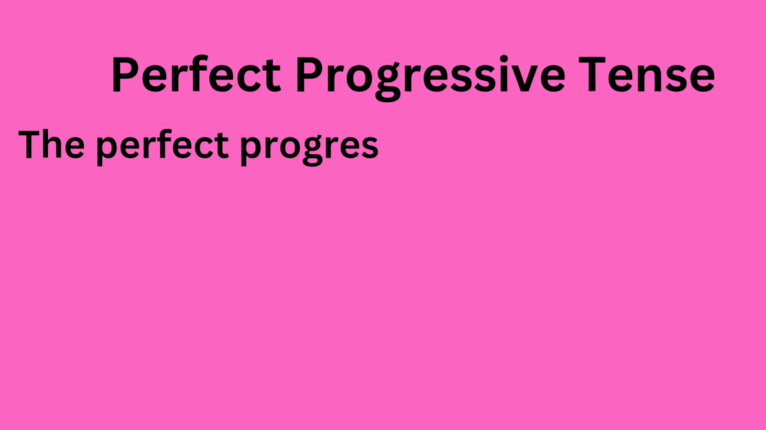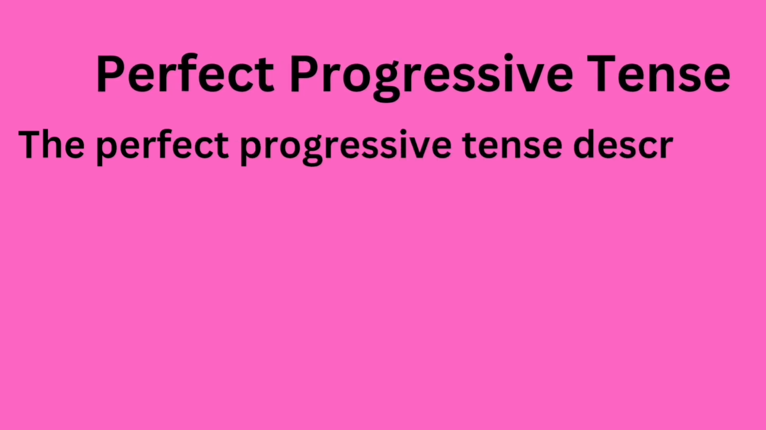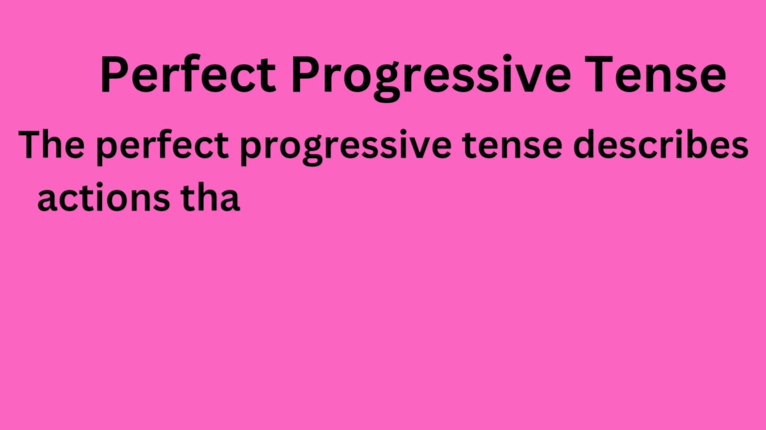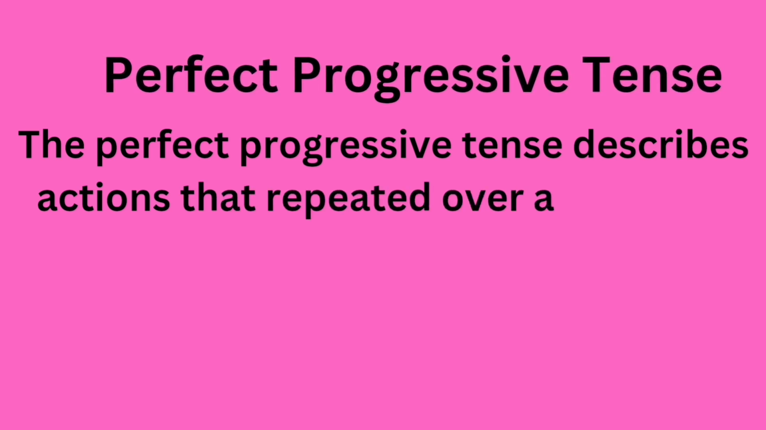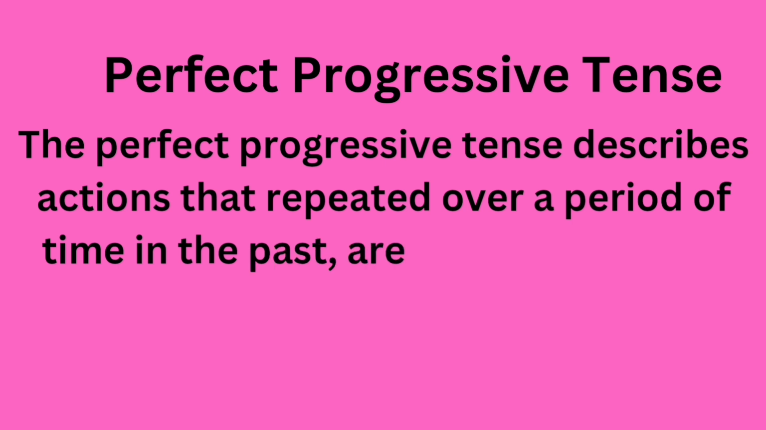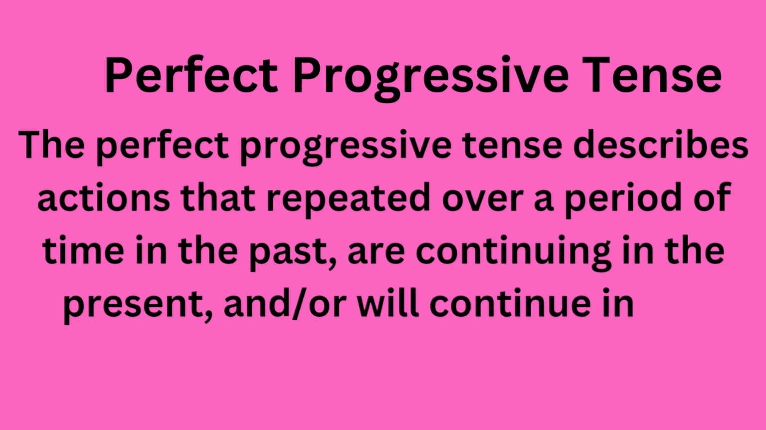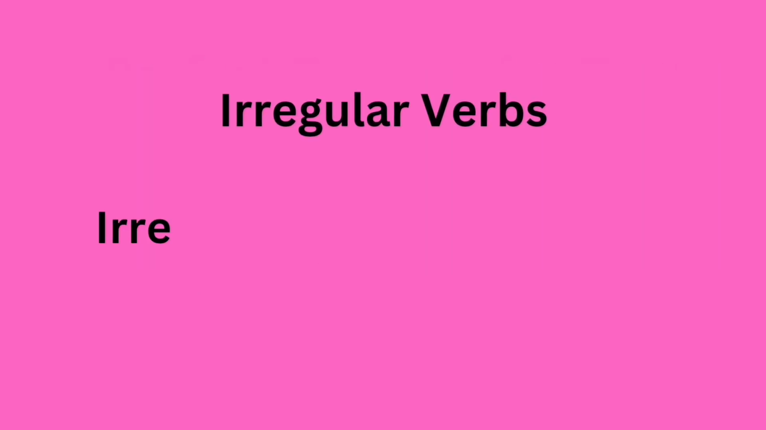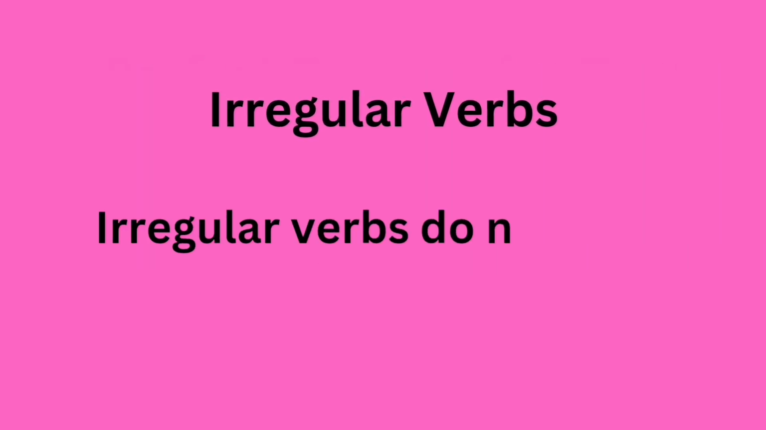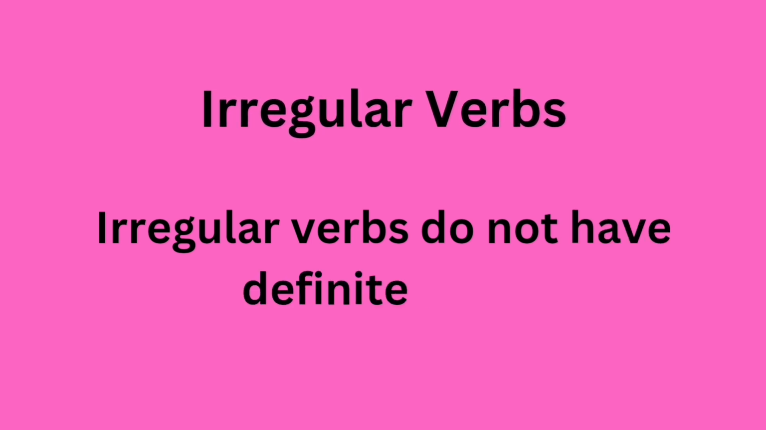Perfect progressive tense. A perfect progressive tense describes actions that repeated over a period of time in the past are continuing in the present and/or will continue in the future. Irregular verbs. Irregular verbs do not have definite rules.